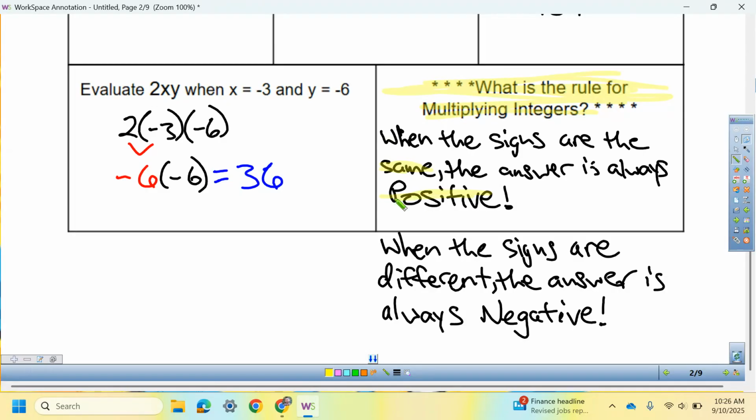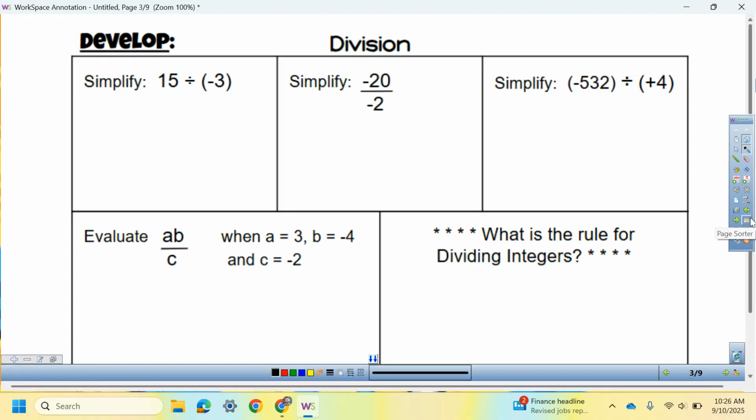Signs are the same, it's positive. Signs are different, it's always going to be negative. So now that we have a basic understanding of the multiplication rule, let's take a look at division.